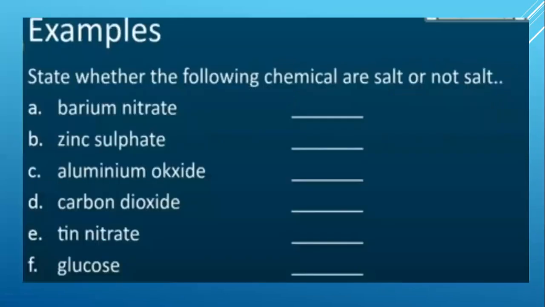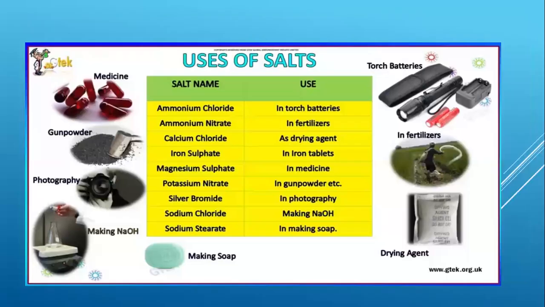Next, you have to identify whether these chemicals are salt or not. First is barium nitrate. As this nitrate comes from nitric acid, the compound is a salt. Zinc sulfate. Sulfate comes from sulfuric acid, so this is again a salt. Aluminium oxide. It is not a salt. Carbon dioxide. It is not a salt. Tin nitrate. Nitrate again comes from nitric acid, so it is a salt. Next is glucose. Glucose is again not a salt.